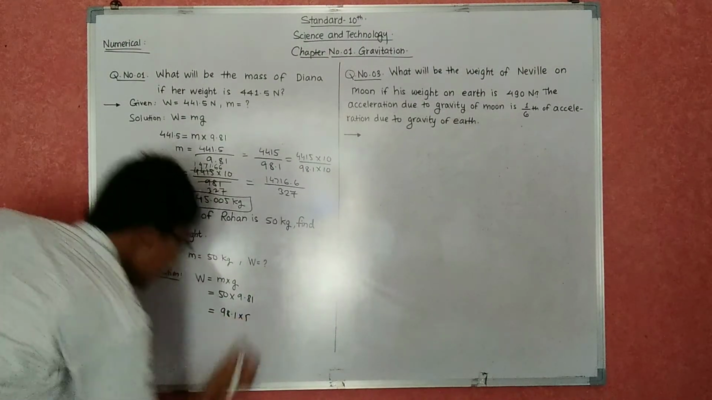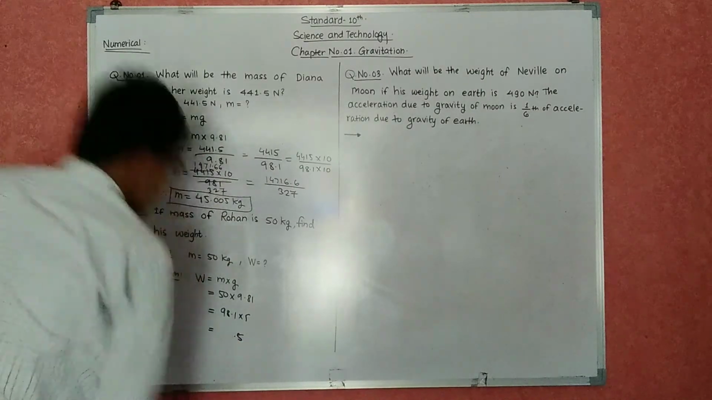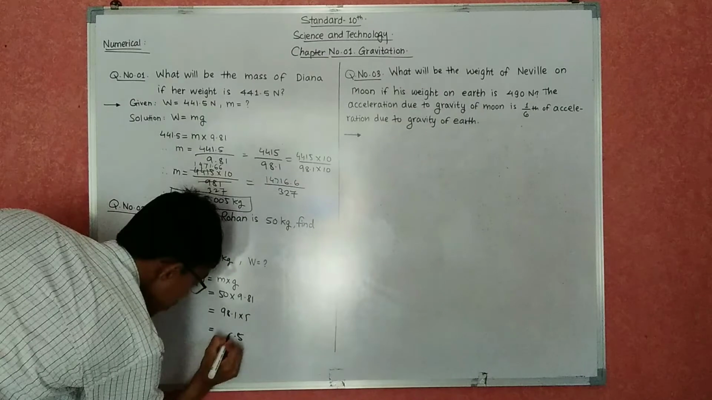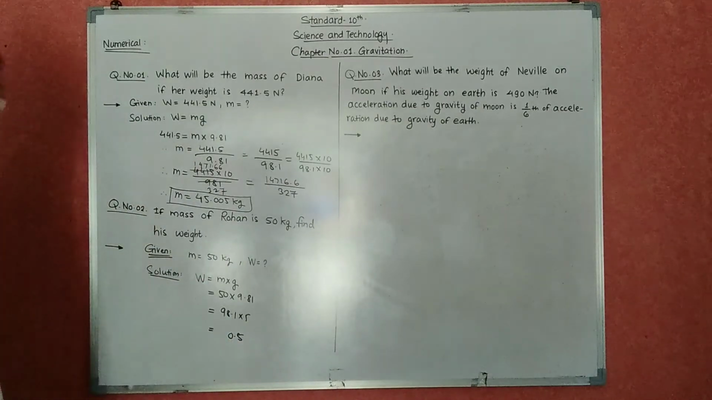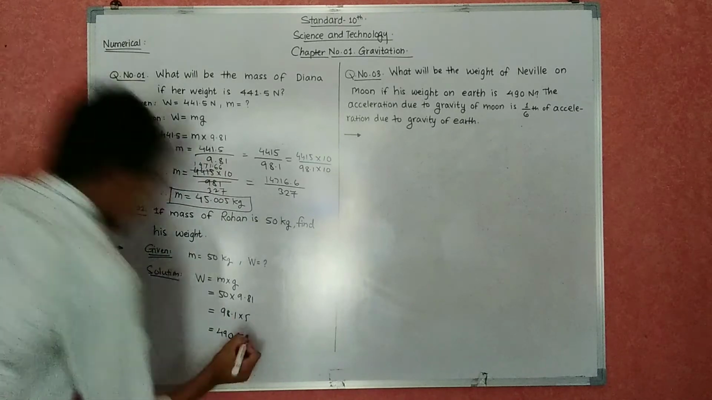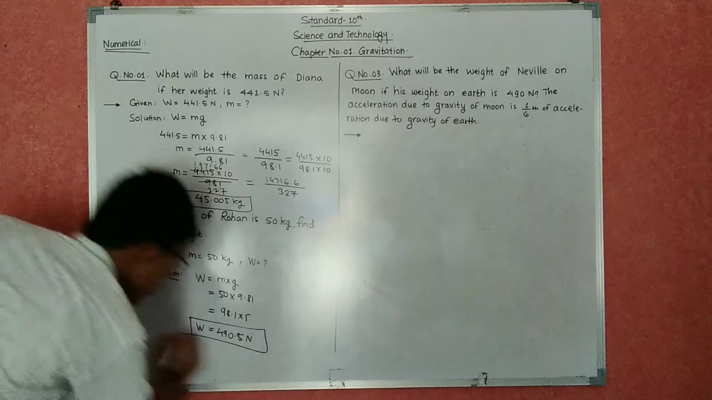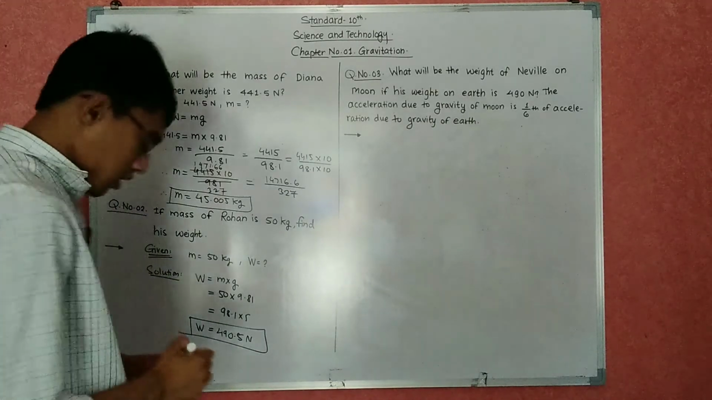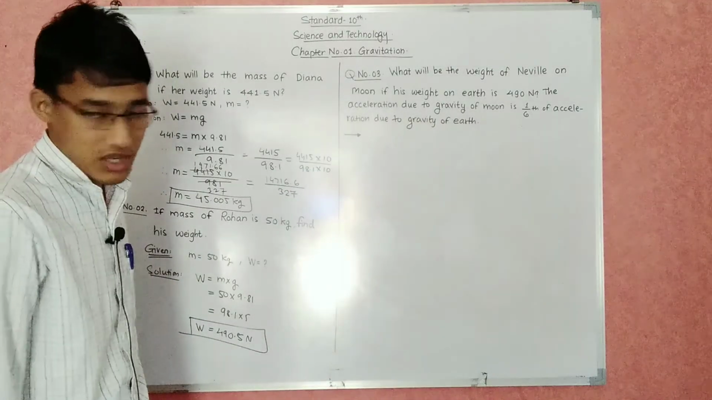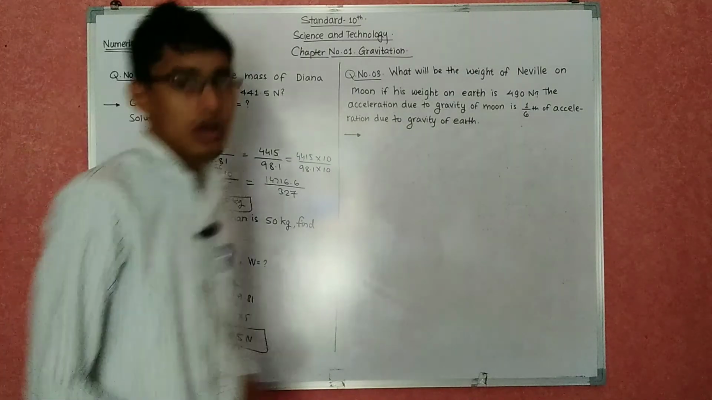98.1 into 5. So 5 ones are 5, 5 8s are 40, 0 and 4 carry upside, 5 9s are 45. This becomes 490.5 Newton. What is the weight? So the weight of Rohan is 490.5 Newton. You have to write the final conclusive statement that the weight of Rohan is 490.5 Newton.